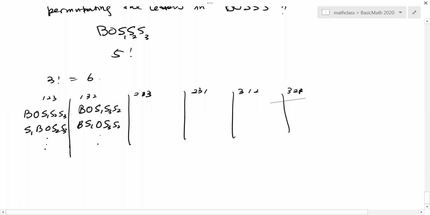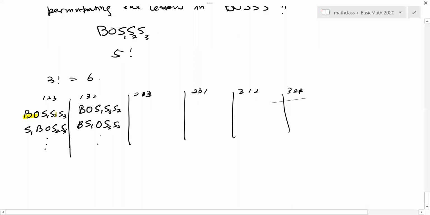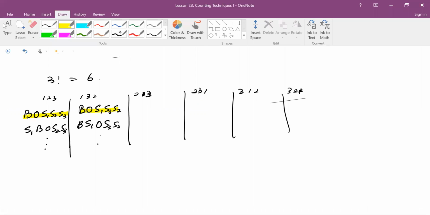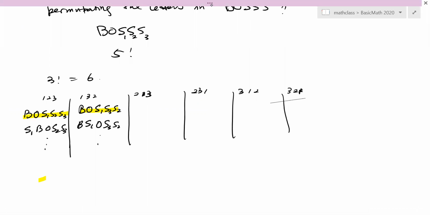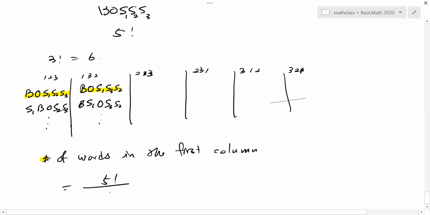All those groups, if you remove the indexes, are all the same. You don't see the difference. All you have to do is count the number of words in the first column, which is going to be 5 factorial divided by 3 factorial. Just divide by 3 factorial.